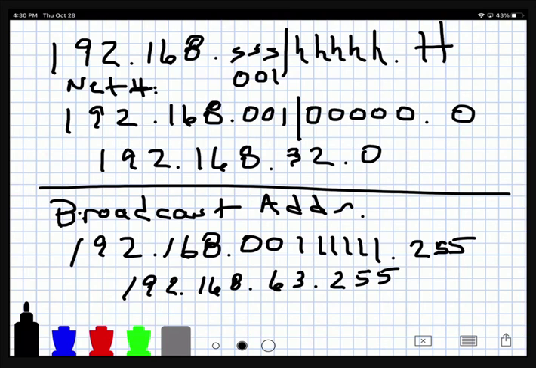So that's the hardest part of this problem. Answering the next 2 questions, what is the first usable host? Well, that's just going to be 1 more than the network number, so it would be 192.168.32.1. And then the last question is, what is the IP of the last usable host? Well, that's 1 less than the broadcast address. So that would be 192.168.63.254.